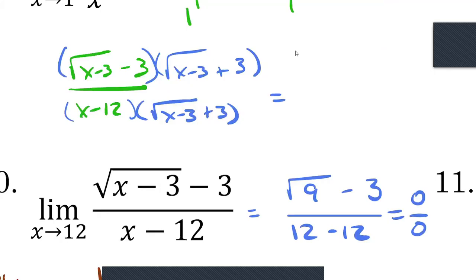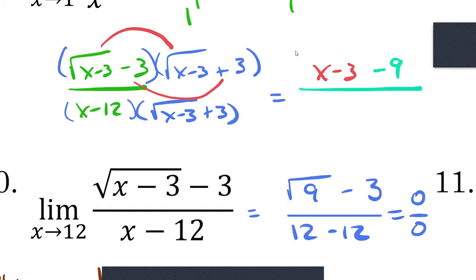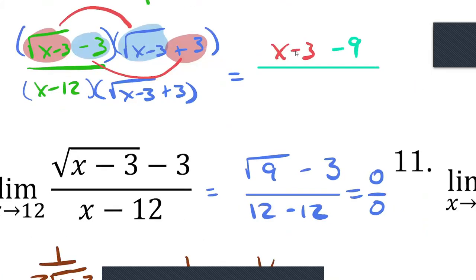If I expand this out in the numerator, I'm going to get a difference of squares. So radical x minus 3 times radical x minus 3 is going to be x minus 3. And then we're going to get a minus 9. And those middle terms, this negative 3 times the radical x minus 3, and this outer term, this positive 3 and this radical x minus 3, they just cancel out. We get a difference of squares.